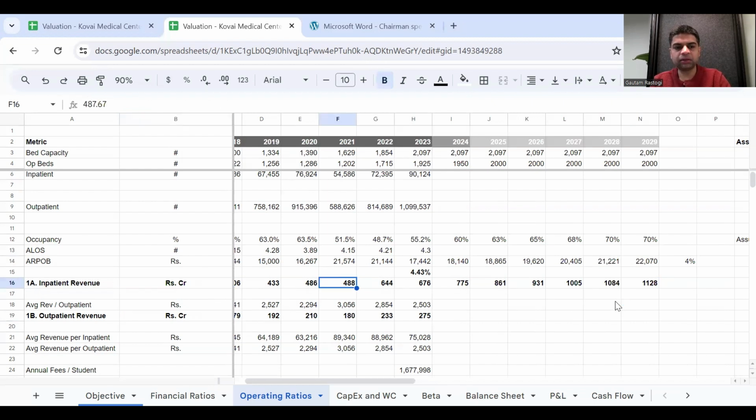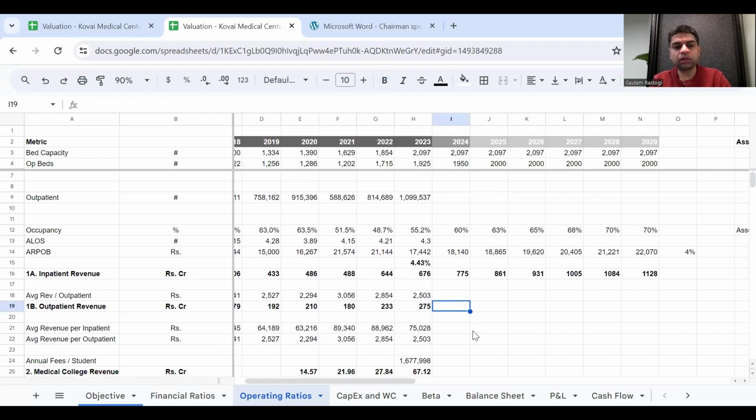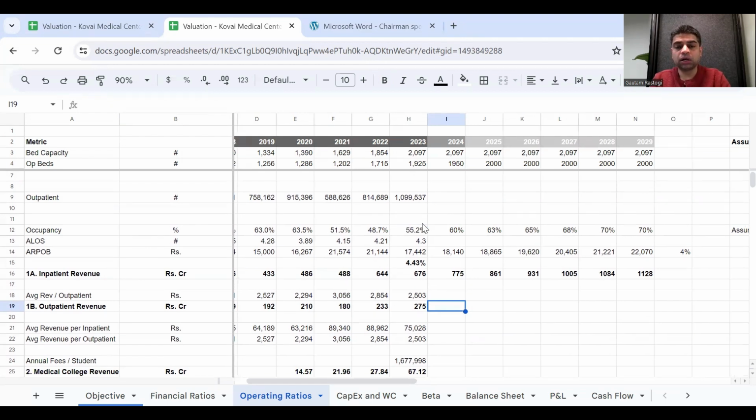All right. So this is my inpatient revenue. Now let's model the outpatient revenue. Outpatient revenue is pretty simple. It's basically number of outpatients times revenue from outpatient. So it's pretty straightforward.